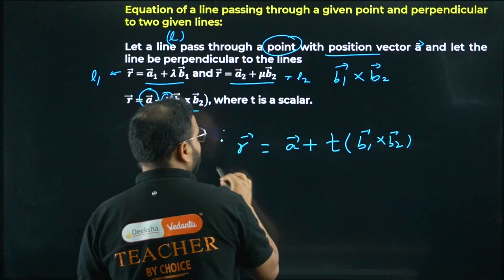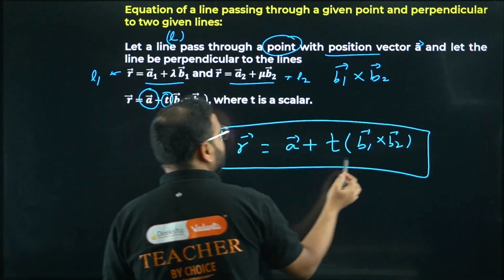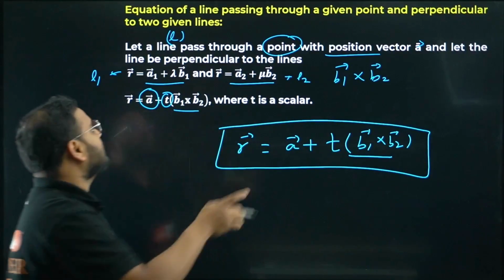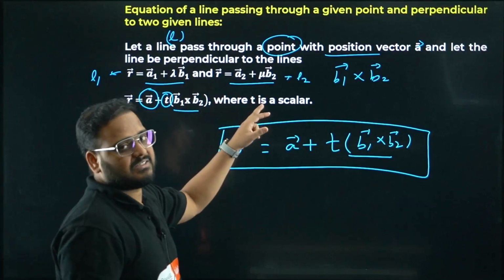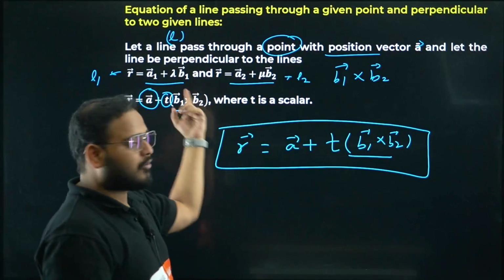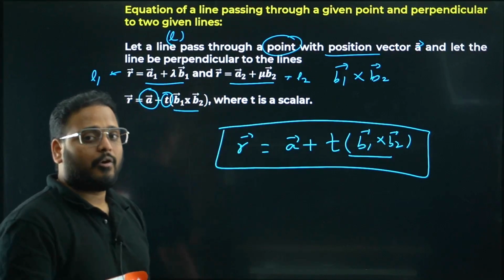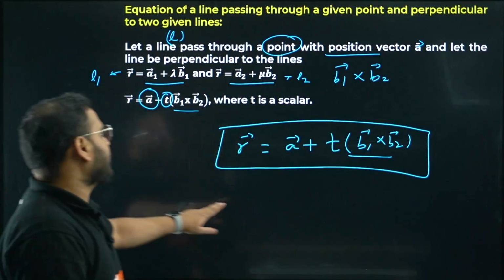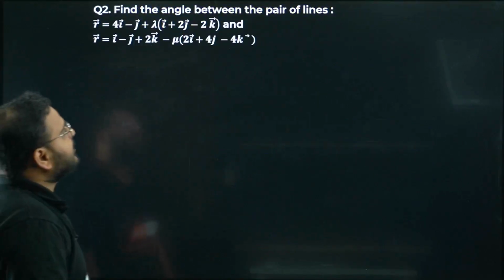I hope you understand this result very clearly. Why this B1 cross B2? Because they are saying perpendicular to the lines, this and this. How do you find the perpendicular of these lines? Of course by using cross product. Clear? Okay. Find the angle between the pair of lines.